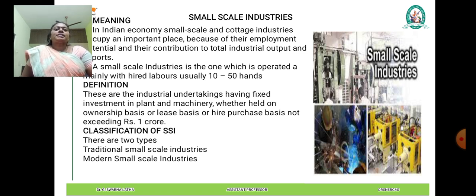A small scale industry is one which is operated mainly with hired labor, usually 10 to 50 hands. These are industrial undertakings having fixed investment in plant and machinery, whether held on ownership basis, lease basis or hire basis, not exceeding rupees 1 crore. There are classifications of small scale industries: traditional small scale industries and modern small scale industries.